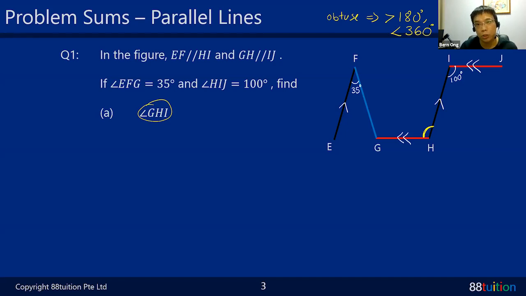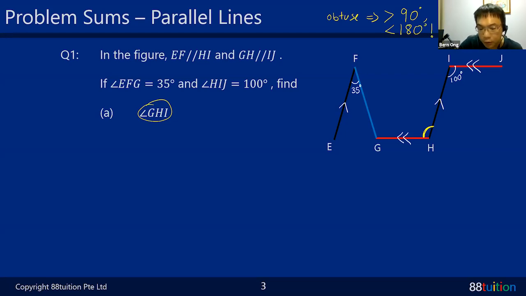Is it? Of course not. All right, so what's the meaning of obtuse? It must be more than 180. Is it more than 180? No, it's more than 90 degrees, less than 180 degrees. Okay, do you remember this term obtuse? Be careful, must know.